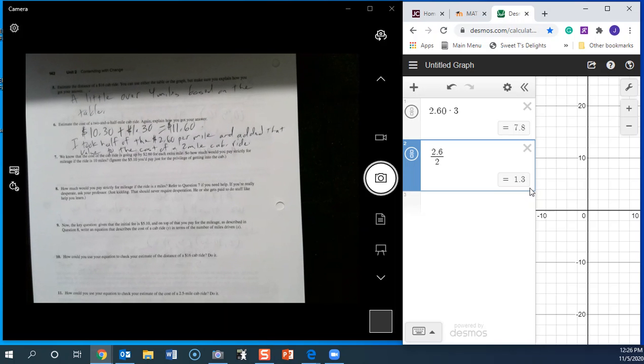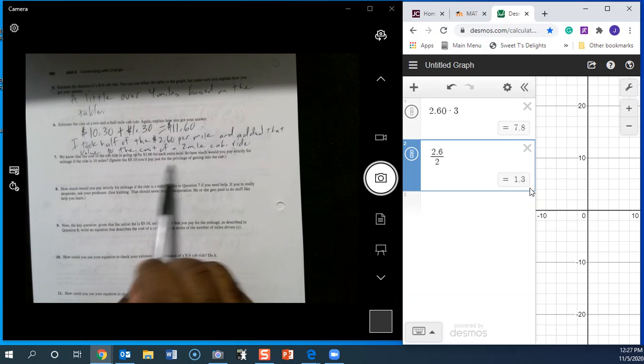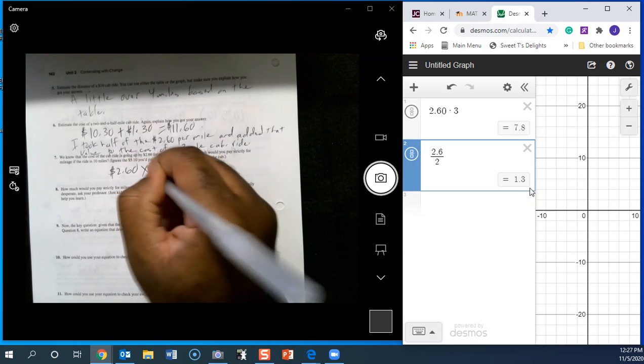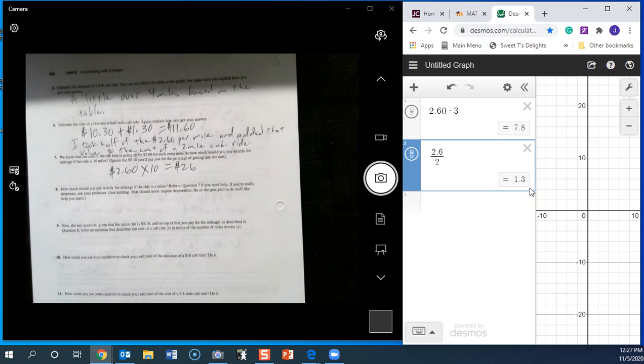Now, number 7, it says we know that the cost of the cab ride is going up by $2.60 for each extra mile. So how much would you pay strictly for mileage if the ride is 10 miles? Now, they said strictly for mileage, and they say ignore the $5.10 you pay just for the privilege of getting into the cab. So we would take this $2.60 and multiply it by 10, and that'll be $26.